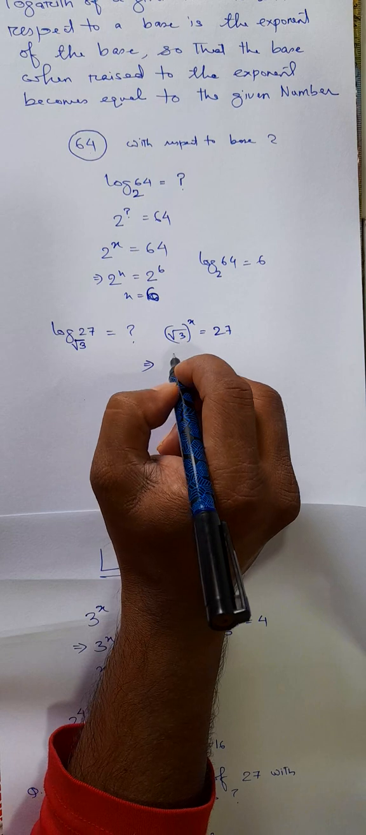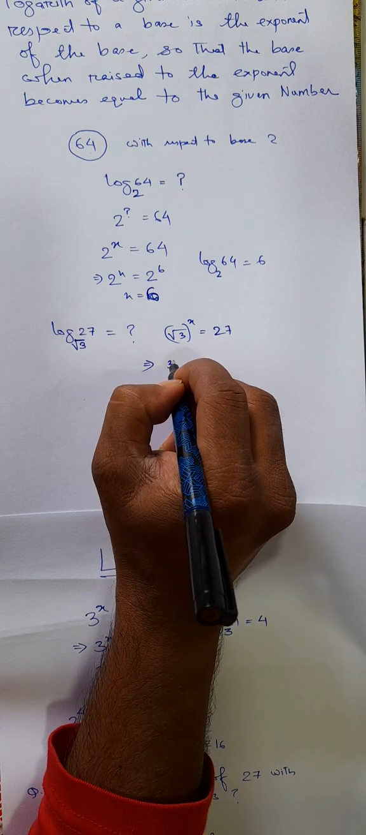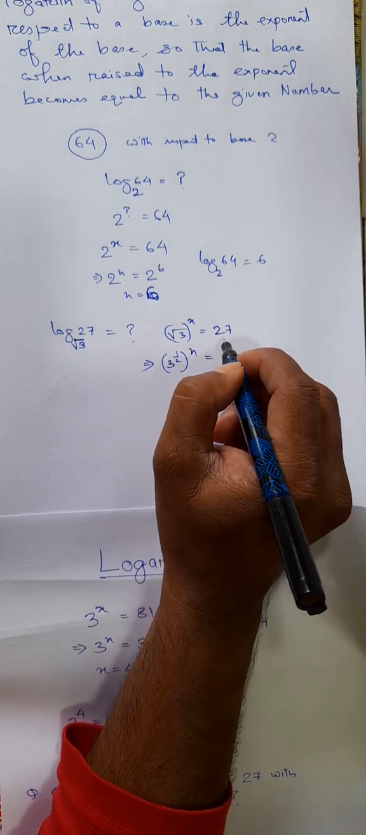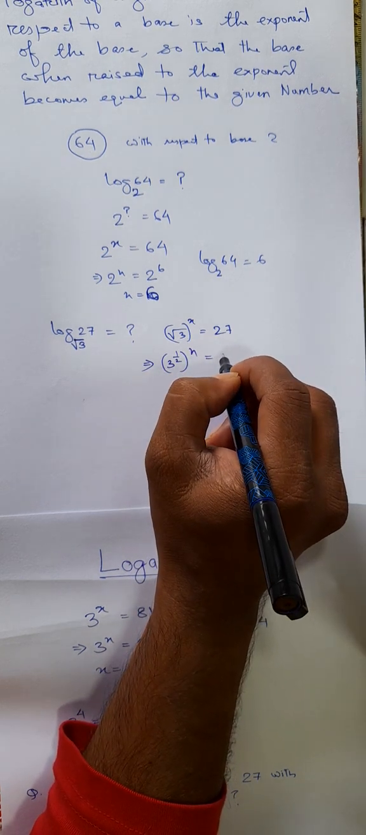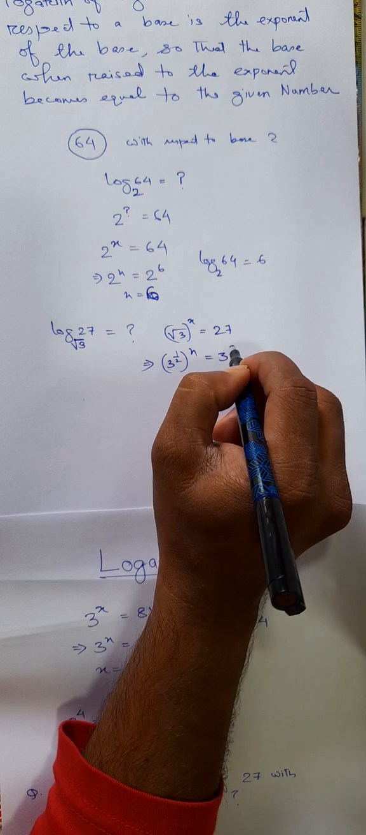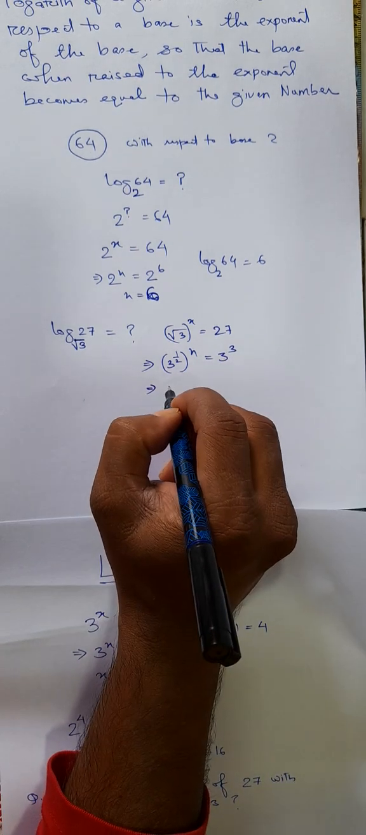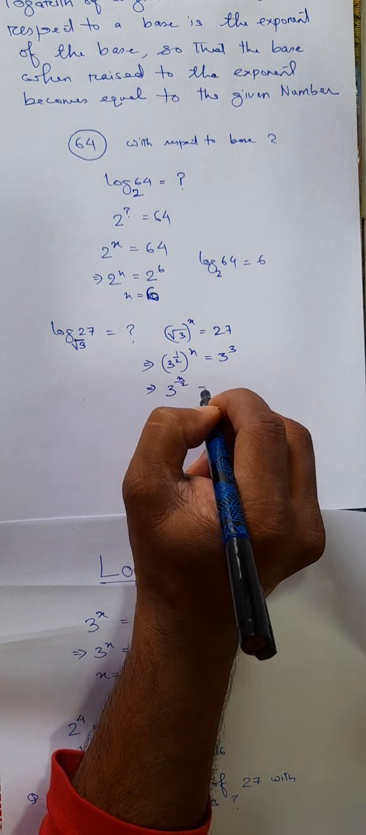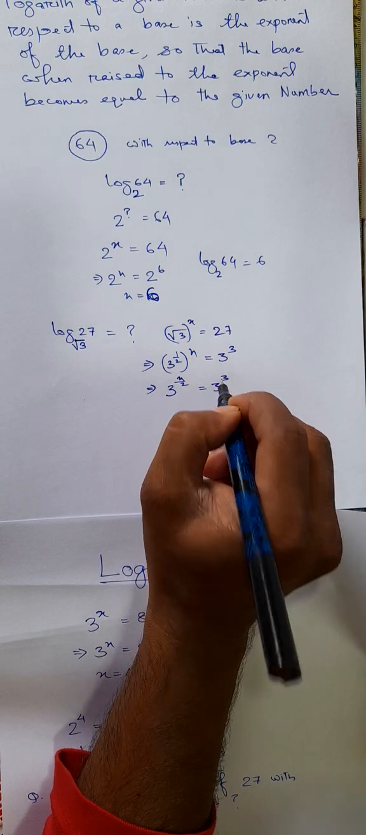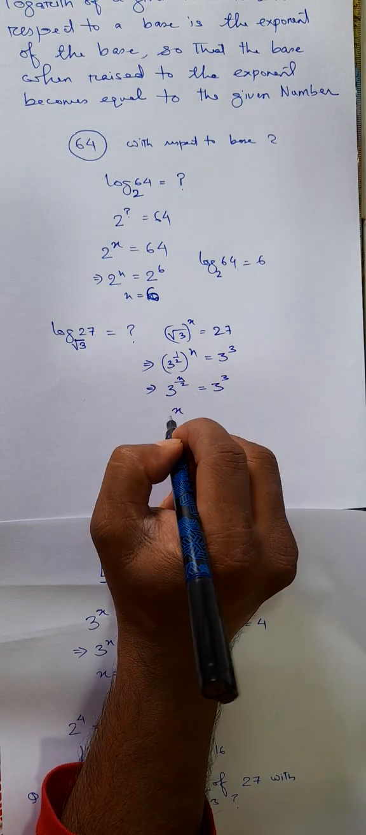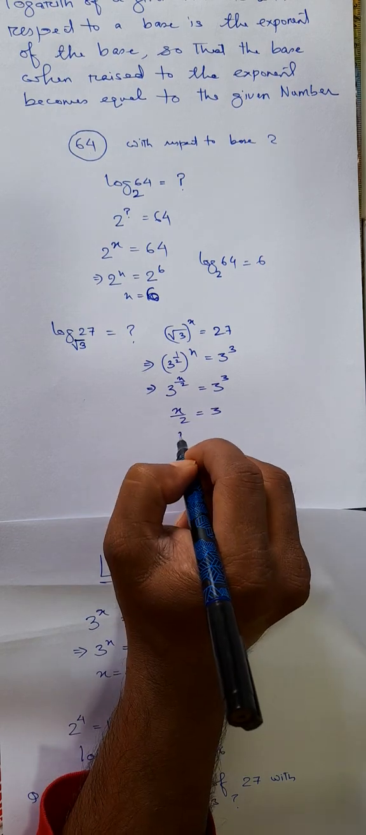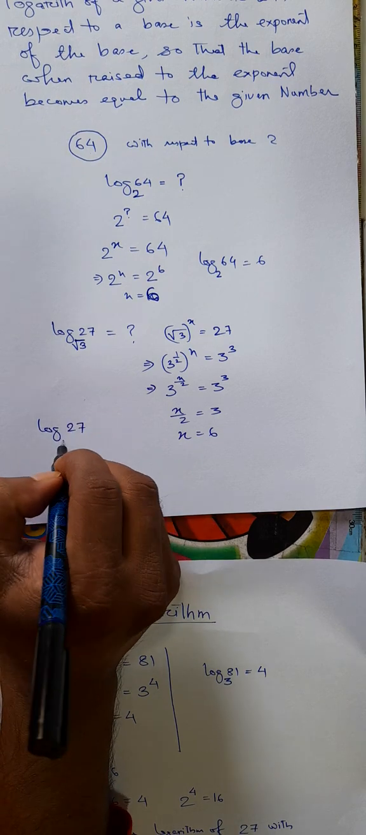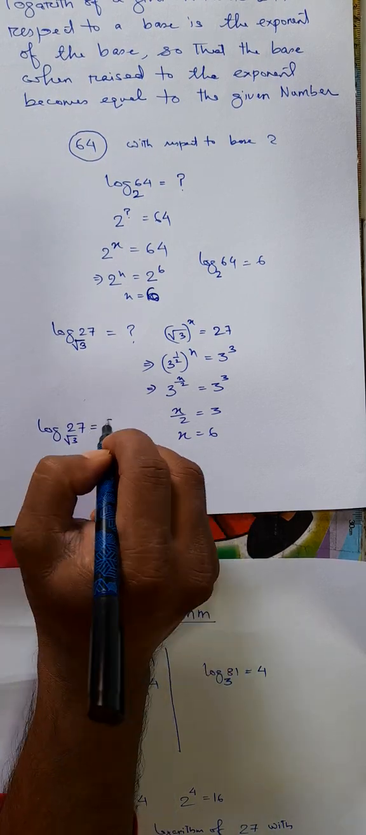Now, if you try to solve this equation, square root of 3 means 3 to the power half, to the power x, equal to 27, which you can express as a power of 3, 3 to the power 3. Now the left hand side becomes 3 to the power x into half, means x by 2, equal to 3 to the power 3. So if you solve this equation, x by 2 equals 3, so x equals 6. That means the logarithm of 27 with respect to the base square root of 3 is 6.